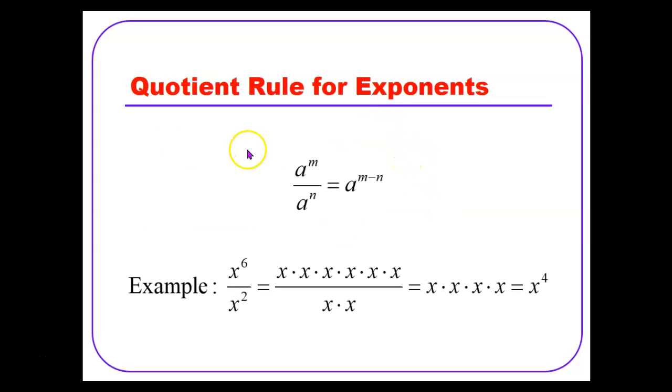The quotient rule for exponents says a to the m divided by a to the n equals a to the m minus n. So for example, x to the 6th power divided by x to the 2nd power is equal to x to the 6 minus 2, x to the 4th power. That's because if you take x times x times x times x times x times x and divide by x times x, those 2 x's on the bottom cancel with 2 of the x's on the top, and then you have 4 x's left, x times x times x times x.